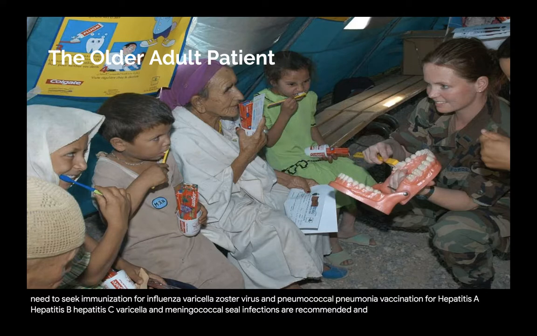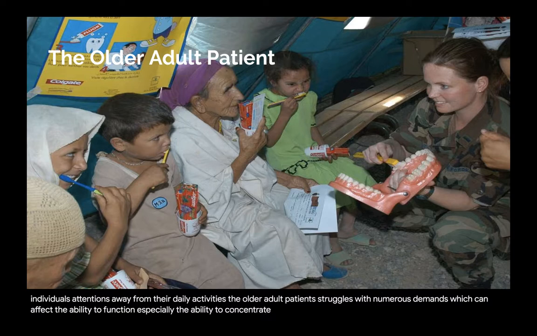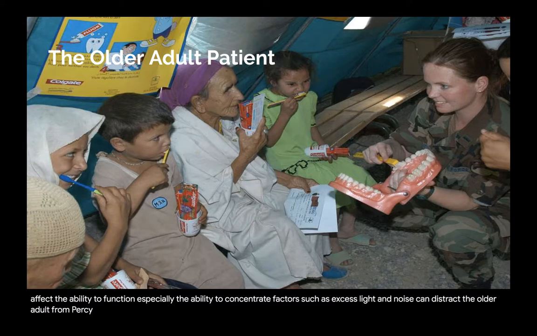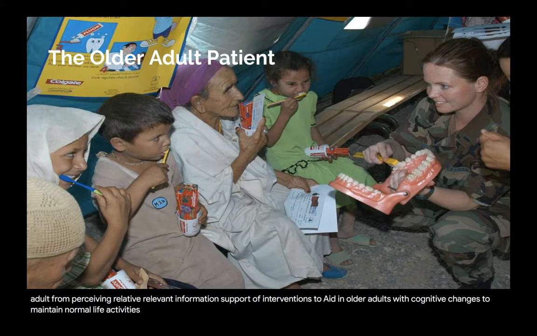Cognitive change. Cognitive change can distract the individual's attention away from their daily activities. The older adult patient struggles with numerous demands, which can affect the ability to function, especially the ability to concentrate. Factors such as excess light and noise can distract the older adult from perceiving relevant information. Supportive interventions to aid an older adult with cognitive changes to maintain normal life activities are listed later. Tooth loss and gingival inflammation are associated with lower cognitive performance.